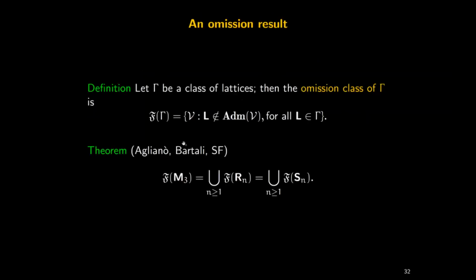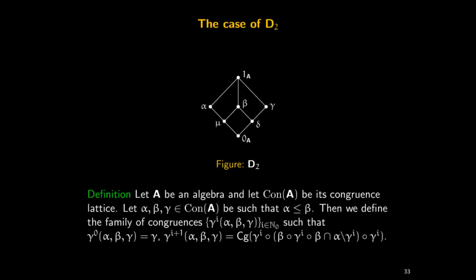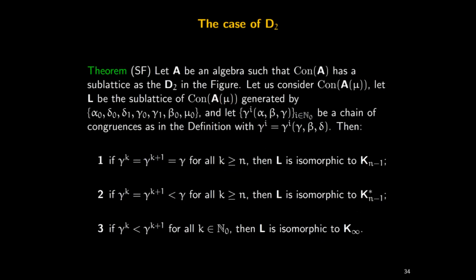This is actually done to characterize what you obtain in the interval that is creating problems join-wise. Let's say this is the idea, even if it's rough. And then you obtain this characterization. So if you have D2 as a sublattice in the congruence lattice, you consider A of me, and you apply the construction that we have seen before. You consider these gamma i congruences. Then you have these three cases.